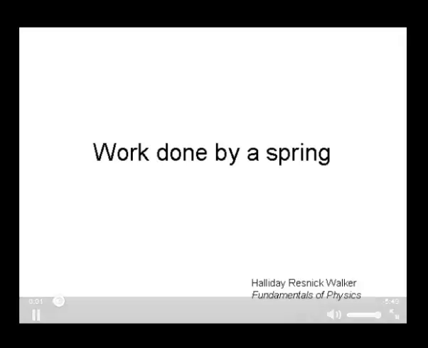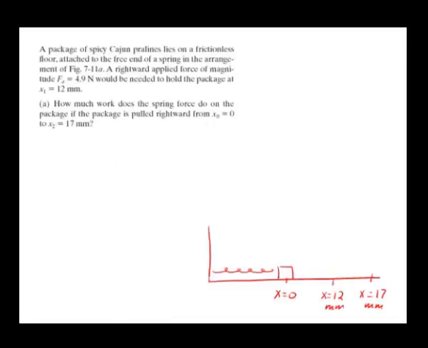In this sample calculation, we're going to find the work done by a spring force as we move a package attached to the free end of the spring from x equals 0 to x equals 17 millimeters. Now, one thing that some people get confused about is the difference between the x equals 0 position and the position of the rest length of the spring, or the relaxed length of the spring. No compression, no extension.